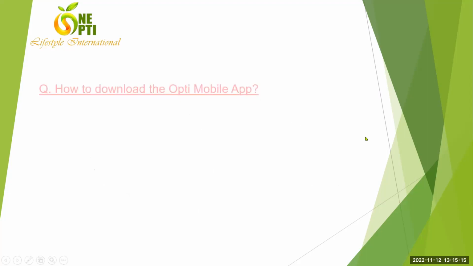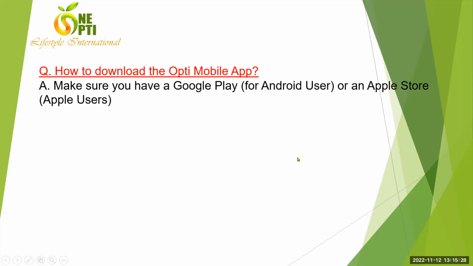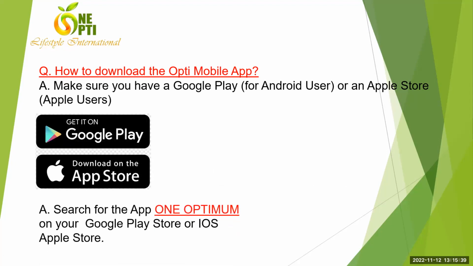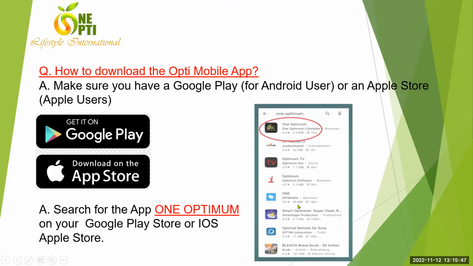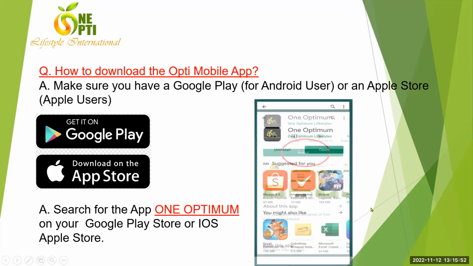So let's go ahead. Now, how to download the mobile app. It is very important, in order for you to access your account, to first download our mobile app. First, make sure you have your Google Play for Android users, and for Apple users, we have the Apple Store. You just have to download or search for the app name One Optimum. That's the name of our app on your Google Play Store or iOS Apple Store. And once you found it, you just have to install it on your phone.